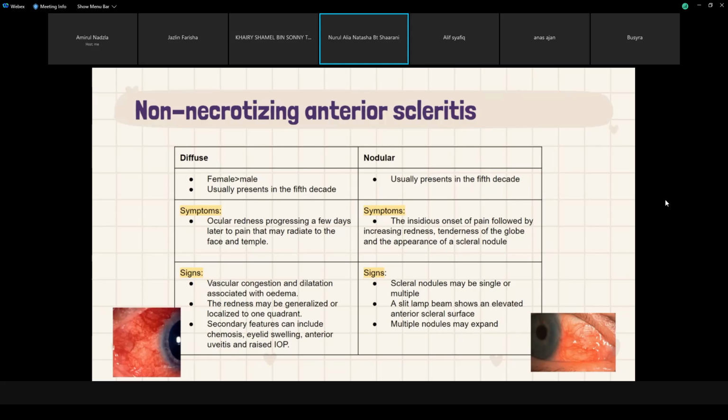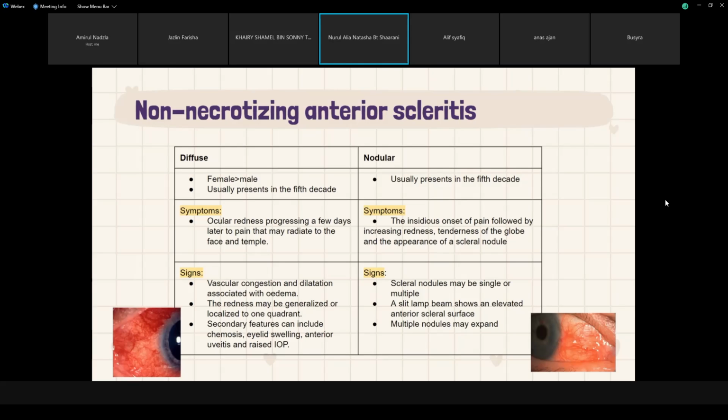The redness may be generalized or localized to one quadrant. The secondary features can include chemosis, eyelid swelling, anterior uveitis, and also raised intraocular pressure. As you can see in the bottom left picture, this is the diffuse type of non-necrotizing anterior scleritis. So the nodular type usually presents in the fifth decade. The symptoms include the insidious onset of pain followed by increasing redness, tenderness of the globe, and the appearance of the scleral nodule. As you can see in the bottom right of the picture, there is presence of the scleral nodule.